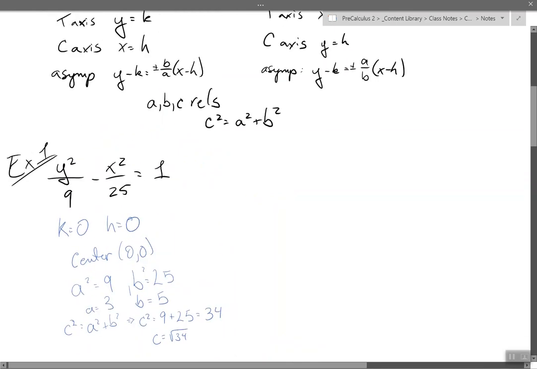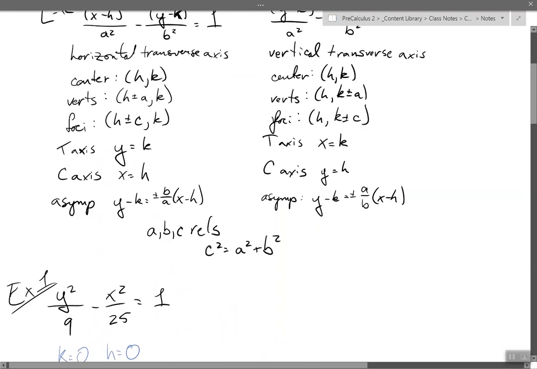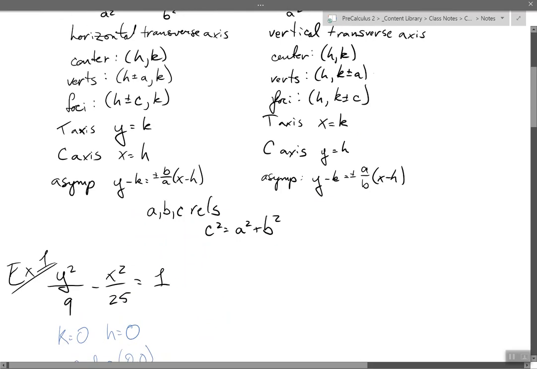Let's go back up and see what else we need to find. So we found the center, we found the vertices, we've got the information to find the vertices. We have the information to find the foci. The t-axis is going to be x equals 0. The c-axis is going to be y equals 0. Now we need to get the asymptotes.